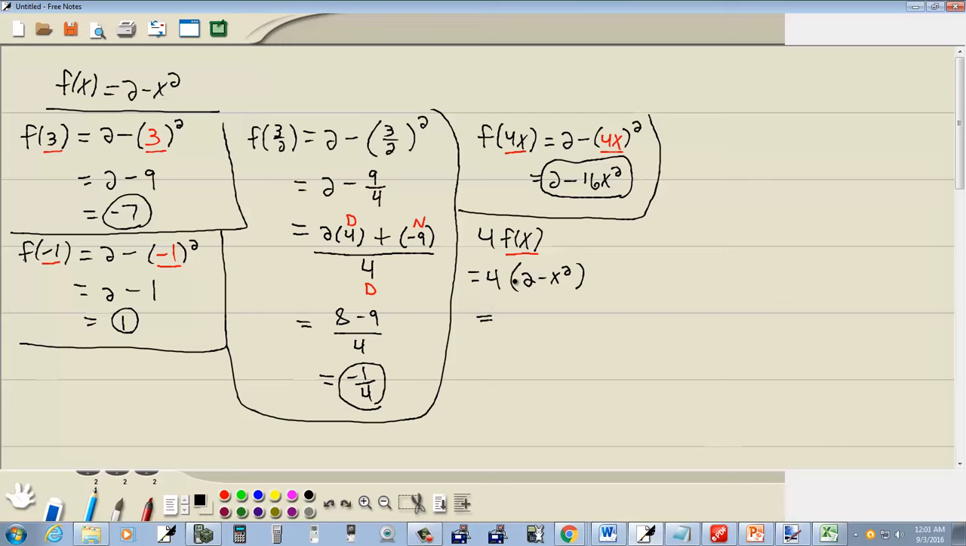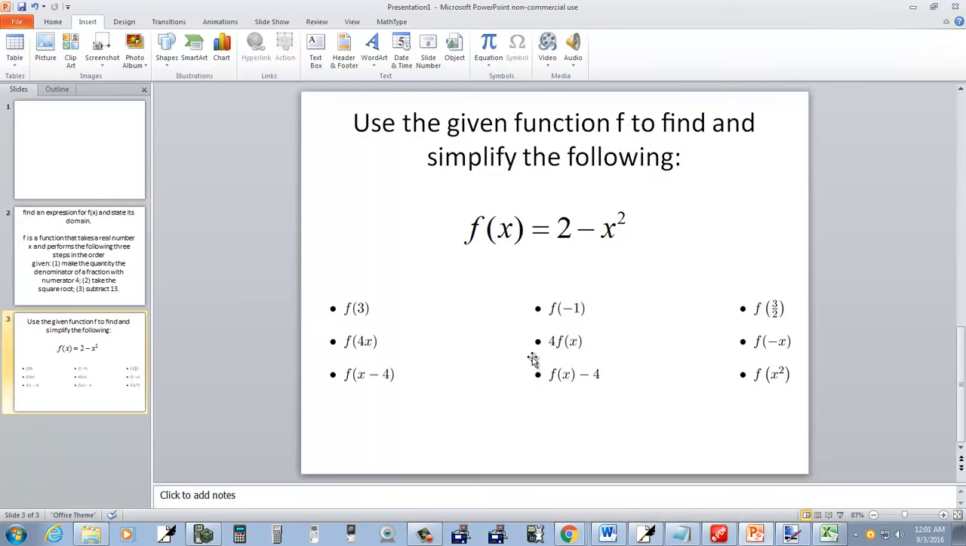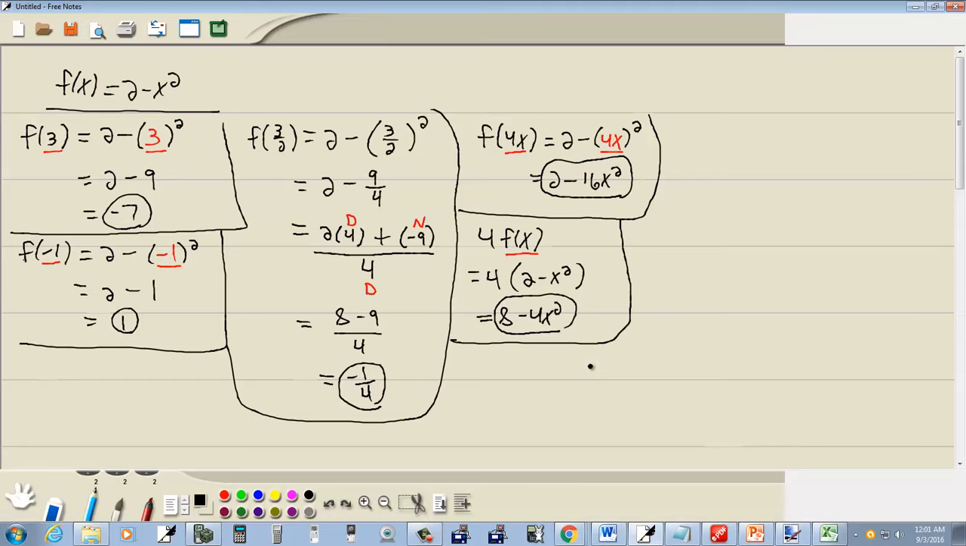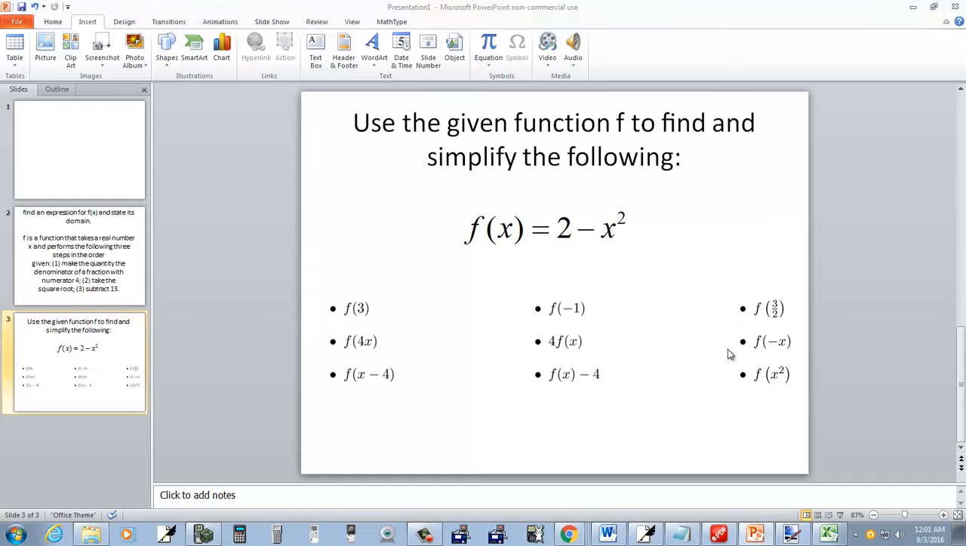Now here's a distributive property. 4 times 2 is 8, and 4 times negative x squared is negative 4x squared. And that's our answer. Next one is, what was that one? Okay, that one, and then f of negative x.